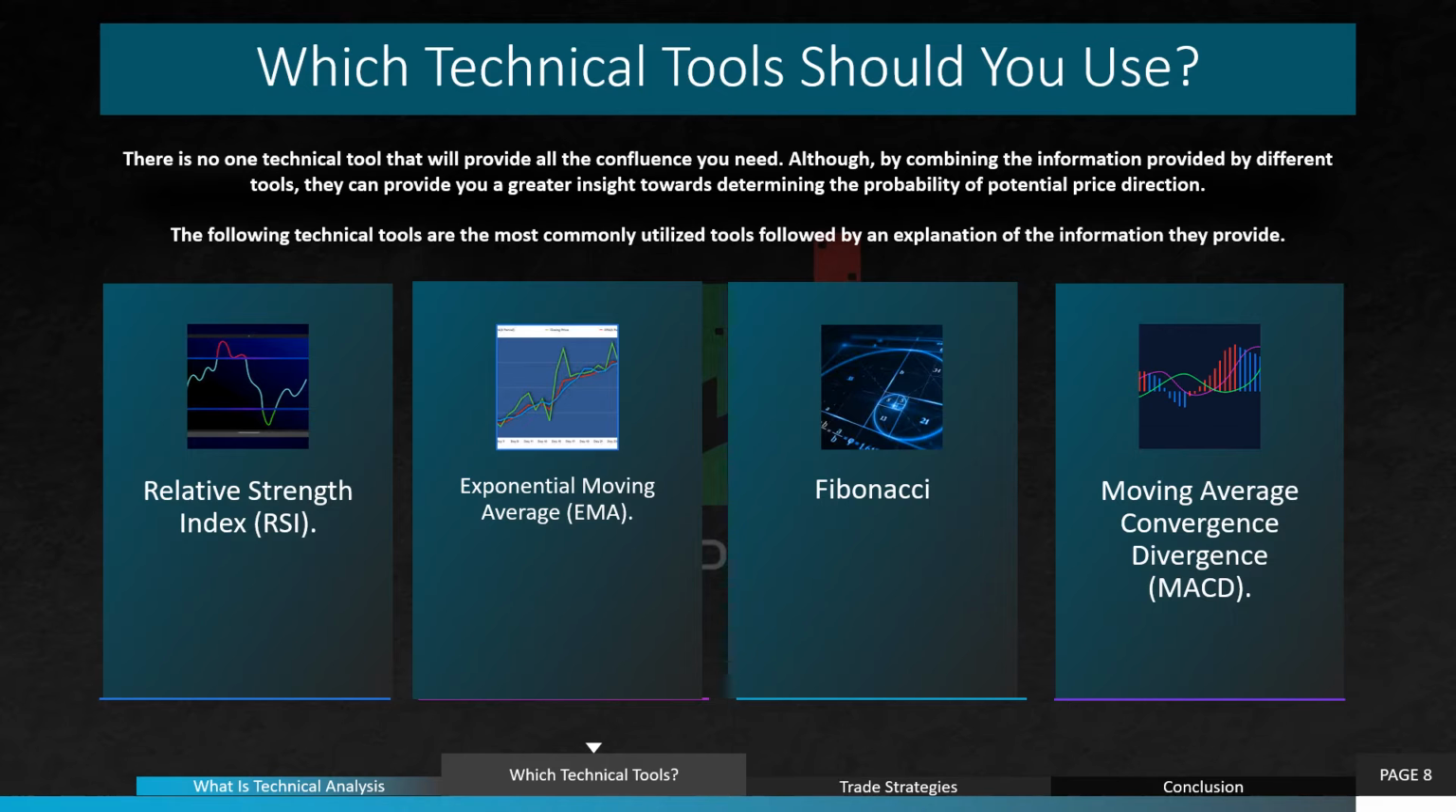The following technical tools are the most utilized tools by traders, followed by an explanation of the information that they provide. First, we'll cover the Relative Strength Index, also known as the RSI, then the Exponential Moving Average, also known as the EMA, the Fibonacci Sequence, also known as the Fib, and the Moving Average Convergence Divergence, also known as the MACD.